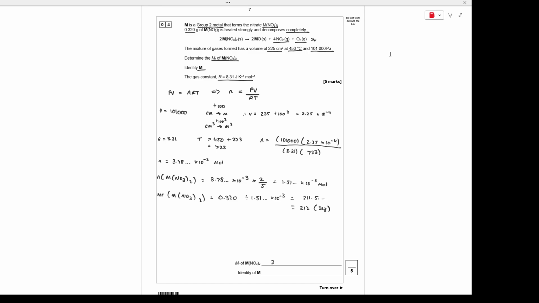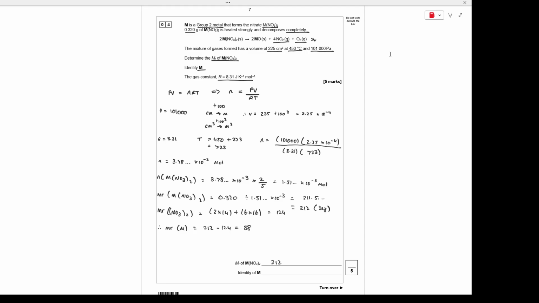And now we just need to identify M. So we can find the MR of the NO3 part, right? So this is going to be equal to 2 times 14, as we've got 2 nitrogen atoms, and then 6 times 16, as we've got 6 oxygen atoms, which equals 124. Therefore, our MR of M is going to be equal to 212 subtract 124, which equals 88.